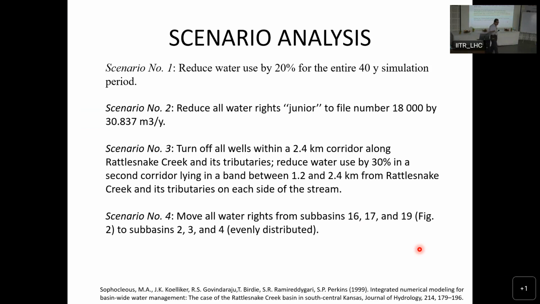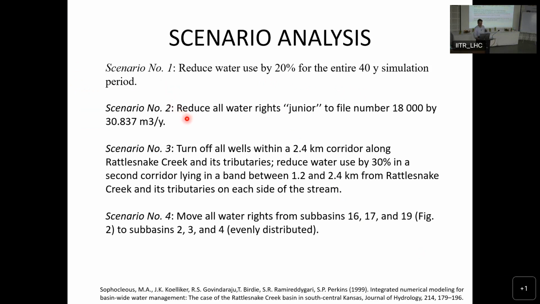Before the state makes any decisions, it can see that the water levels are going to decline if nothing is done. So what they do is something called a scenario analysis, which you're also quite familiar with. I think that is what these models are good for, to evaluate different scenarios. The first scenario, for instance, is reduce water use by 20% for the entire 40-year simulation period into the future. So we'll ask all farmers to reduce their water use for irrigation by 20%.